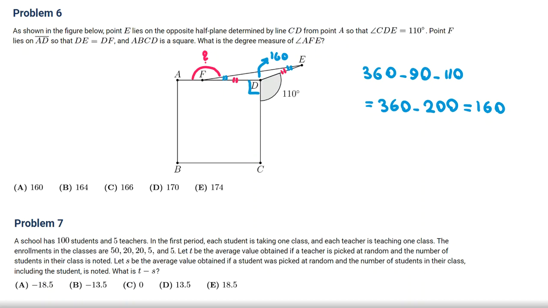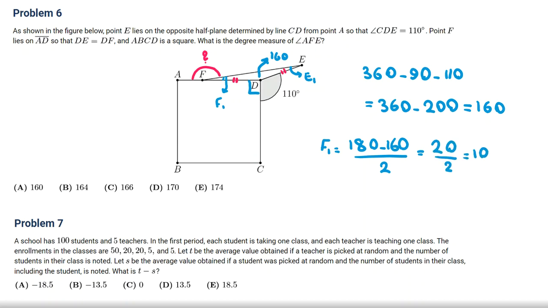So let me consider this one F1, and this one also E1. F1 and E1 are equal. F1 will be 180 minus 160, because the sum of the angles in a triangle is 180, you subtract 160 and divide it by 2, because F1 equals E1. So 180 minus 160, 20 over 2, which is 10.